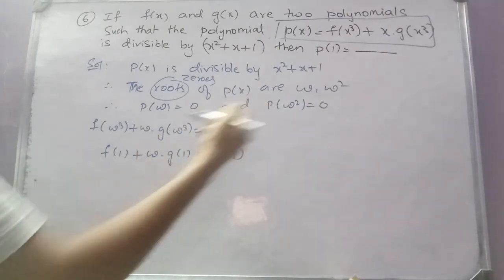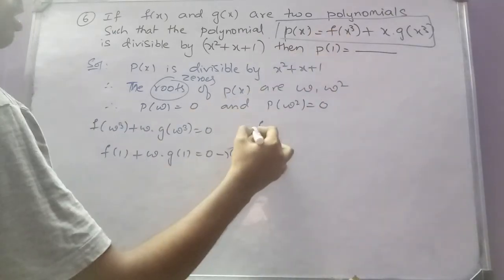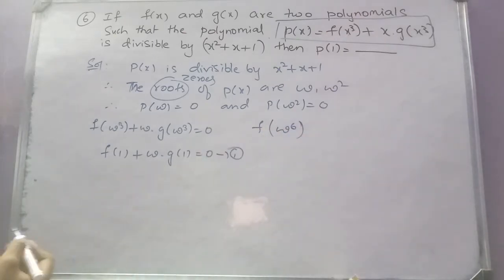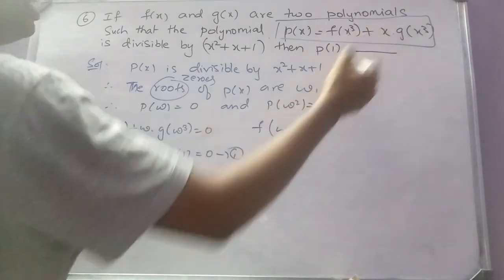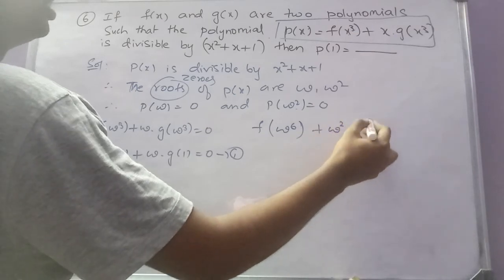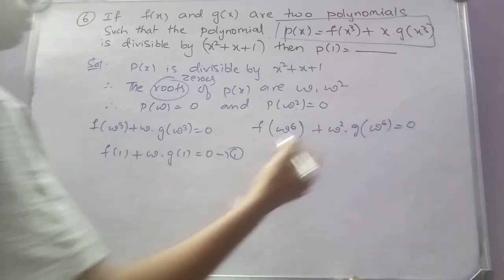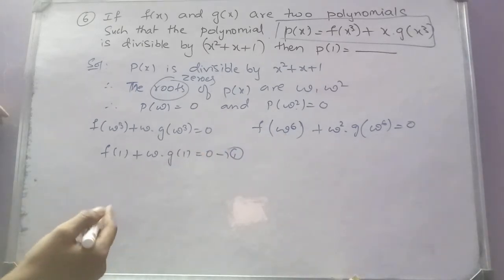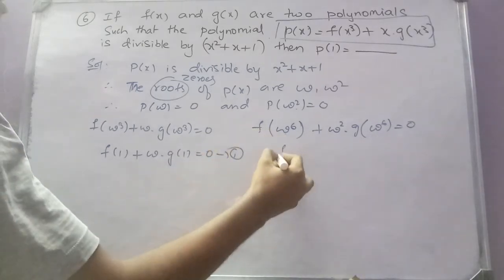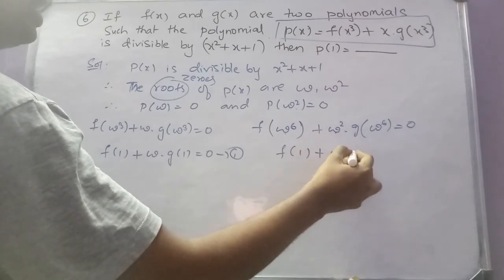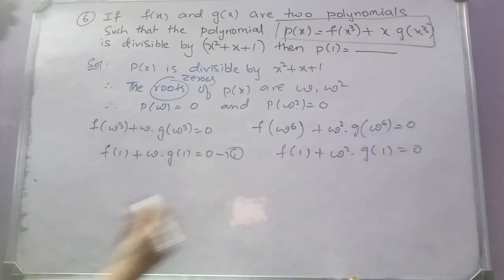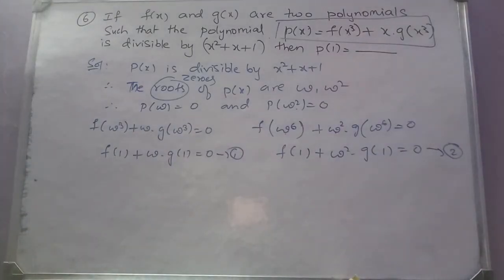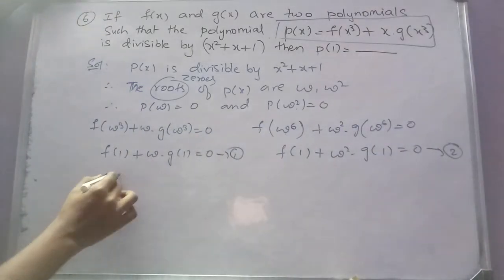And similarly, p of omega square, what is it? F of omega square whole cube, that means omega power 6, plus omega square into g of omega power 6 equal to 0. If omega cube is 1, then omega power 6 is also 1. So f of 1 plus omega square into g of 1 equal to 0. So let us solve equations 1 and 2 by subtracting. So I'll keep equation 2 below this.